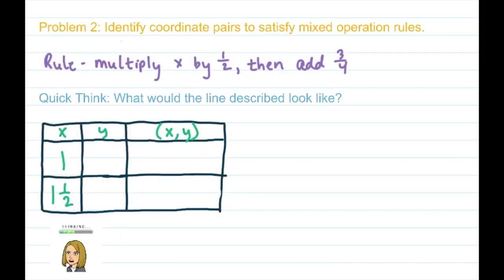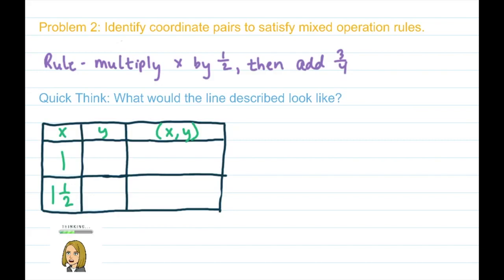Moving into problem 2, we're going to identify coordinate pairs to satisfy mixed operation rules. So I have a rule written here. Multiply x by 1/2 and then add 3/4. I would like you to do a quick think. What would the line described look like? So pause the video, do your quick think, and once you have some ideas, press play and we will keep rocking.